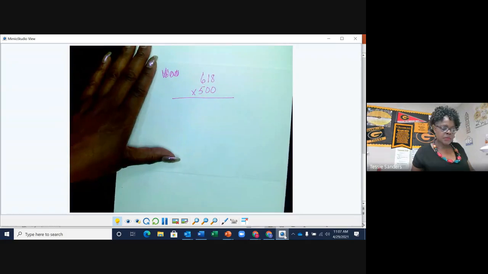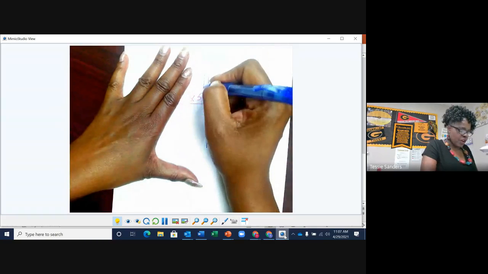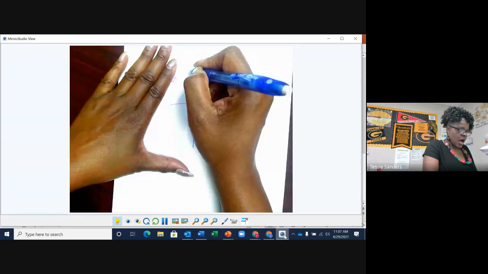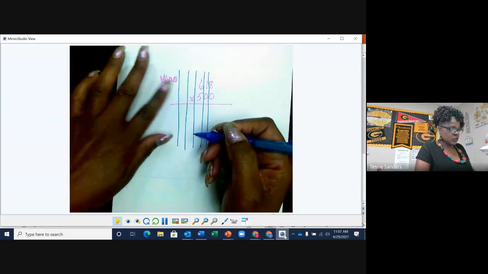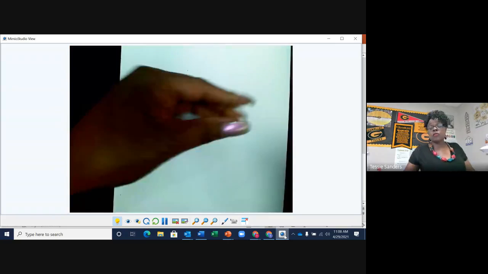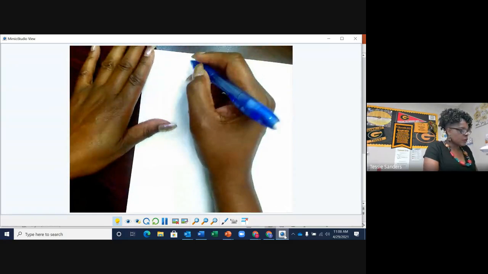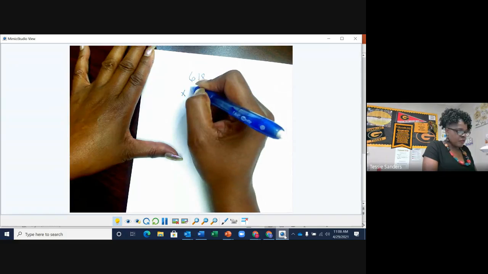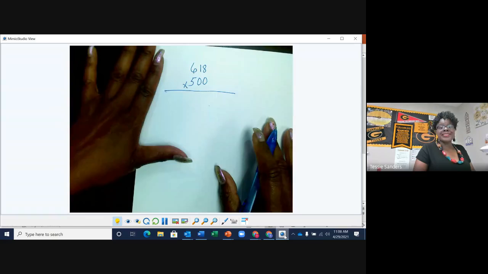Write your bar. Again, you do not have to write the regrouping chart. You don't have to. I only do it for those visual learners that need to see it. That's why I do it. So I'm going to just get a fresh sheet of paper. That way, the mistake won't be there, confusing the situation. 618 times 500. Notice how each number is lined up.